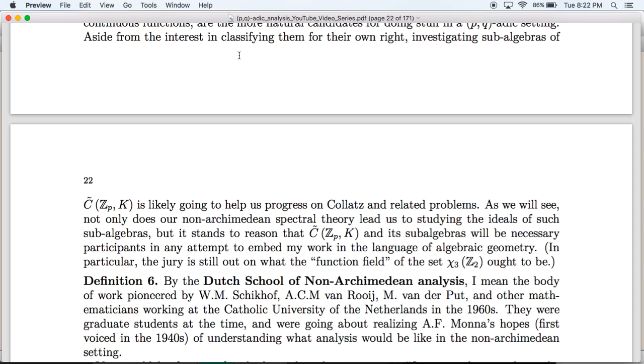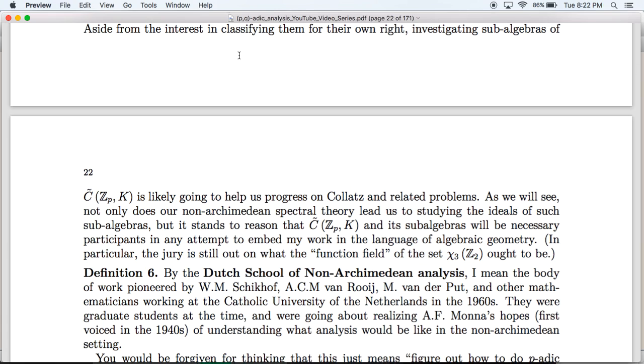So these mathematicians were doing their work as graduate students at the time, and they were going about realizing A.F. Monna's hopes, first voiced in the 1940s, of understanding what analysis would be like in the non-Archimedean setting. Just to take a step back, Hensel introduces the p-adic numbers in 1896, and most infamously, he misuses them, messing up arguments with convergence, and partly as a result of that, and partly because ideas of metric spaces and topology in the modern sense had yet to come around, the mathematical community was a bit wary of Hensel's methods.